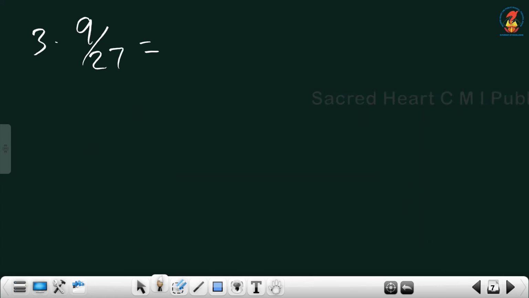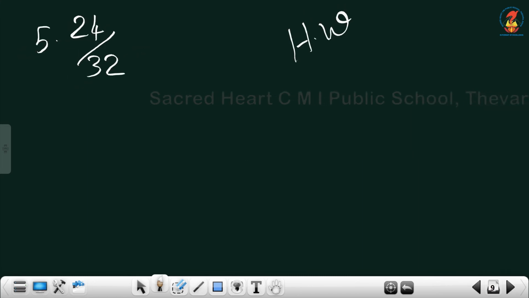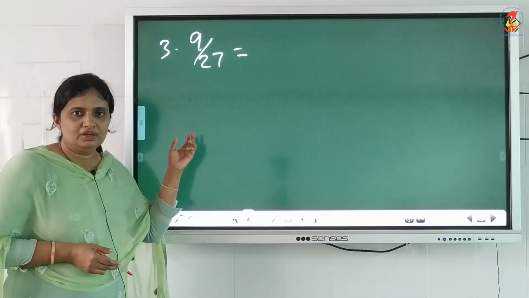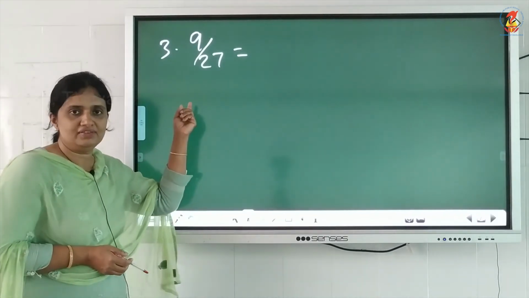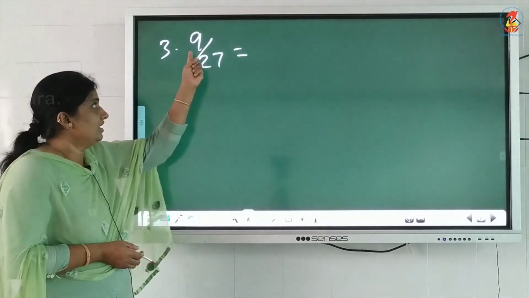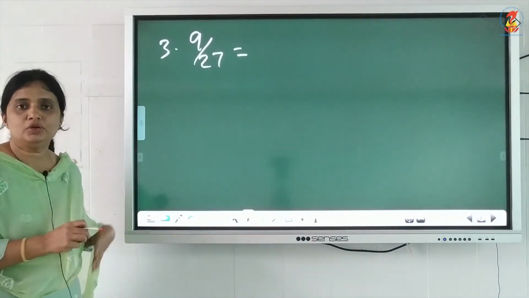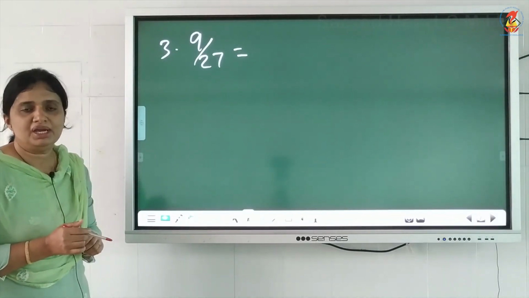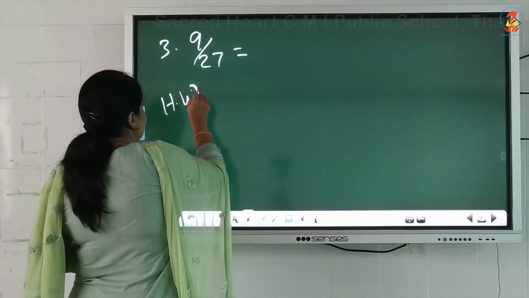Then the next one is 9 by 27. And one more is there. It is your homework, right? Shall I give this also as homework? Can you do it at home? And 9 by 27. You need to find the HCF of 9 and 27. After that you need to divide 9 by HCF and 27 by HCF. You will get the lowest term of this fraction. Is it clear, children? This also as homework. Then only you will study, right?